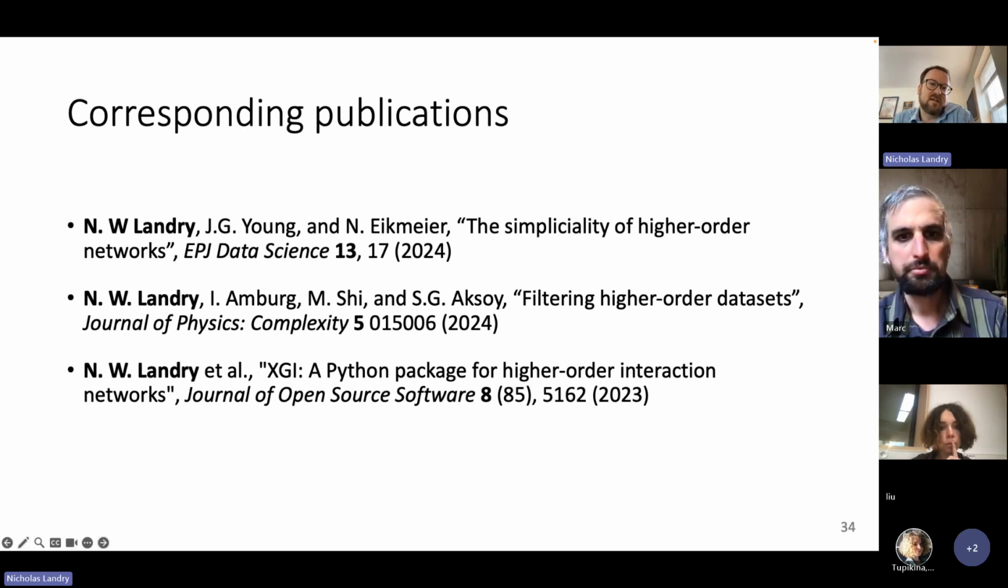I mentioned that 2 of these papers came out this year. And then XGI was the software package to operationalize all of this. It's out in JOSS. And so with that, I would be happy to take any questions.